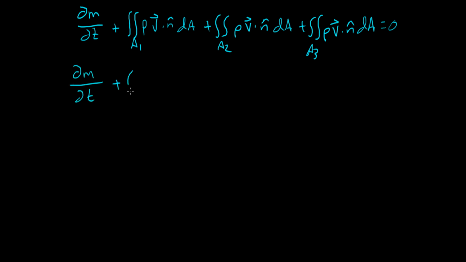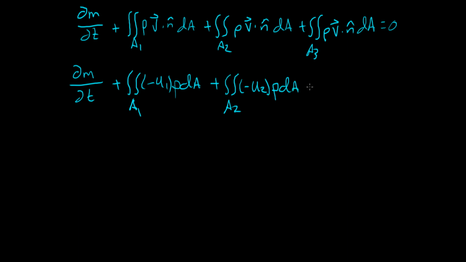dm dt plus the integral over A1, sub in for u1 there, rho dA, plus the integral over A2 minus u2 rho dA, oh, left out a rho there, plus the integral over A3 of u3, which is a function of r, times rho dA, and all that equals 0. Let's get as convenient as we can here.